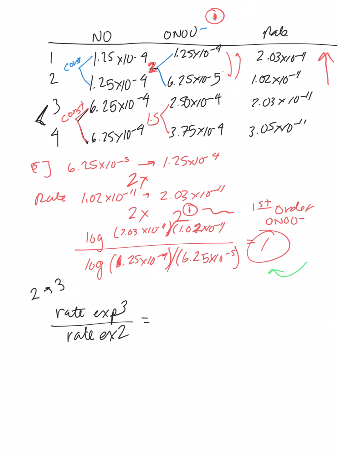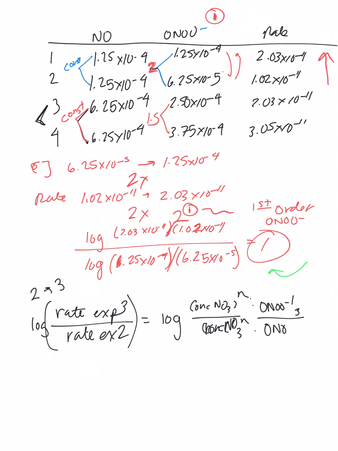And then we can take the log of the rate over the rate, and the log of the concentration of NO for 3 over the concentration of NO for 2, raised to the n power, times the concentration of ONOO minus for reaction 3 over ONOO minus for reaction 2. Alrighty, so let's go ahead and plug in those values.